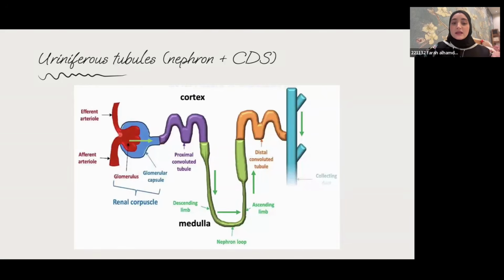No, it is only these capillaries. So urine moves from the afferent arteriole to make the glomerulus, and then moves into the glomerular capsule. From there, it moves into the proximal convoluted tubule. It's called convoluted because it's very squiggly, okay? And then this is the pars recta of the proximal tubule.